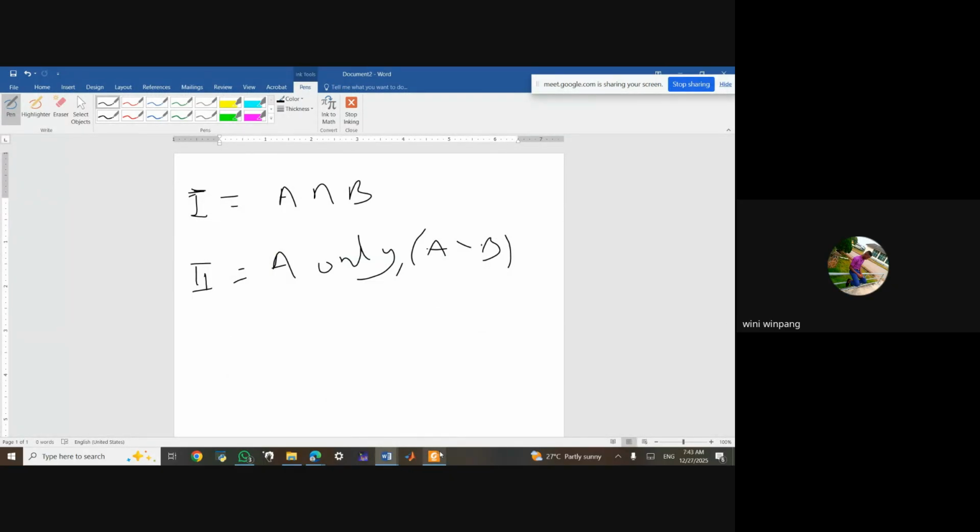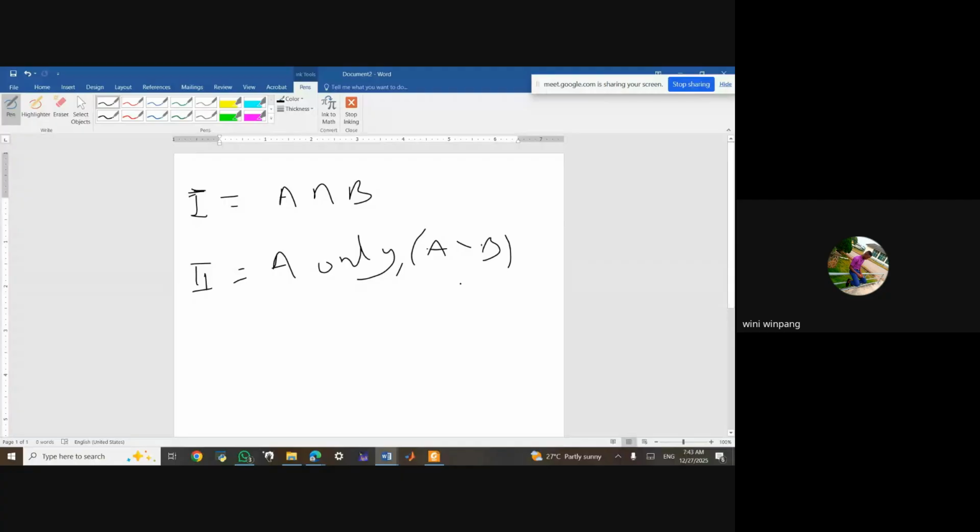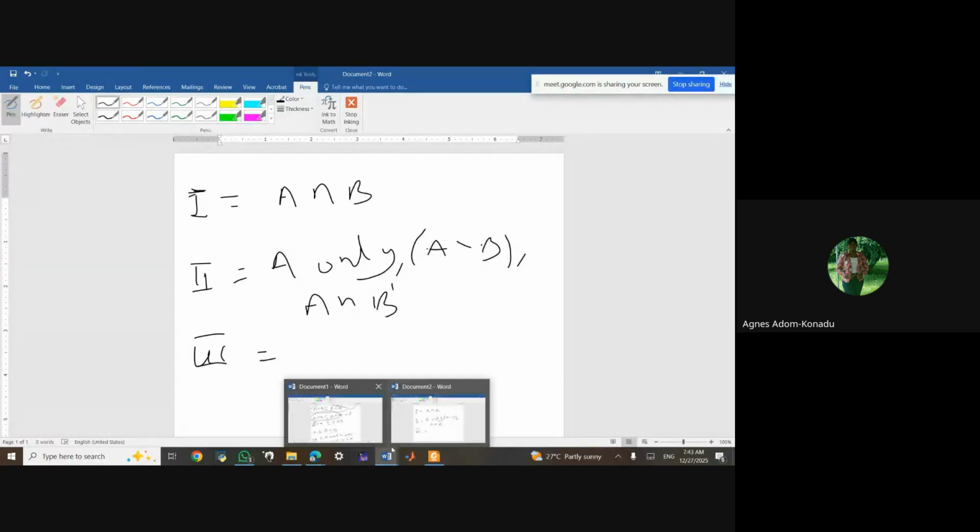Madam, it is A intersection B complement. Okay, so A intersection B complement, or all complements. This is it, this is what I've written. Yes. Okay, is that all? Okay, then let's look at II. What is II?